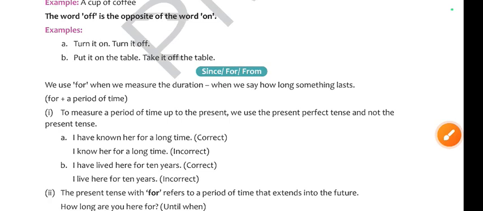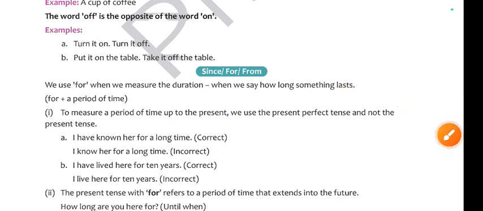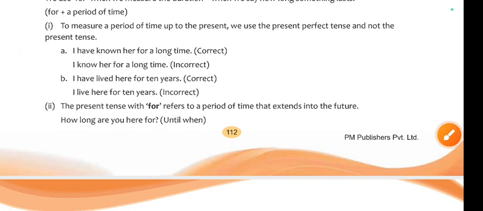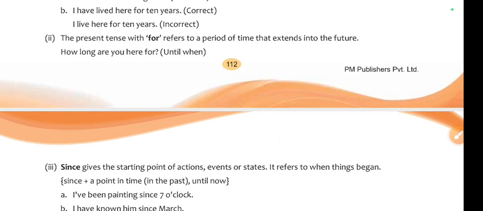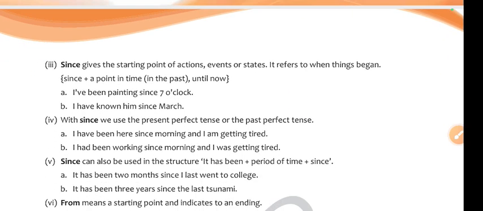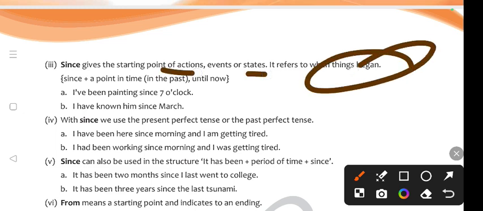Since, for, from. Where do we use for? When we measure the duration, at that time we use for or since. Basically we use this with present perfect tense. The present tense with for refers to a period of time that extends into the future, like how long are you here for. It means that you are asking how long you are here for, until when, मतलब कब तक. Okay, since gives the starting point of actions, events or states. It refers to when things began.